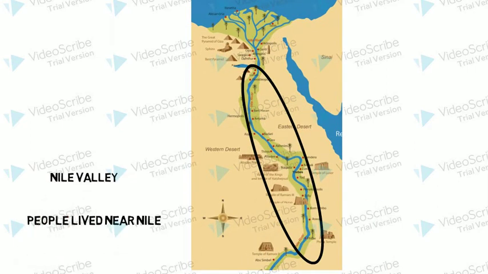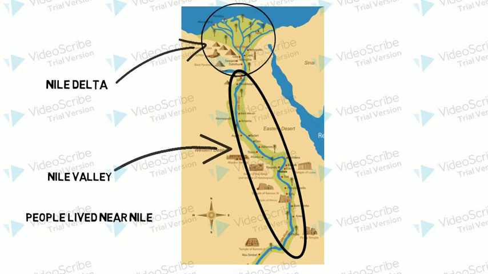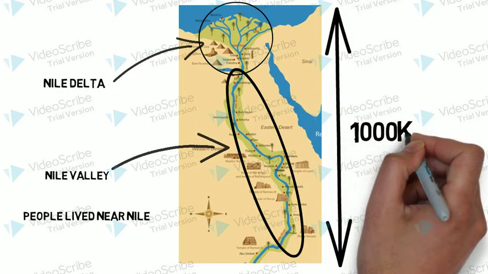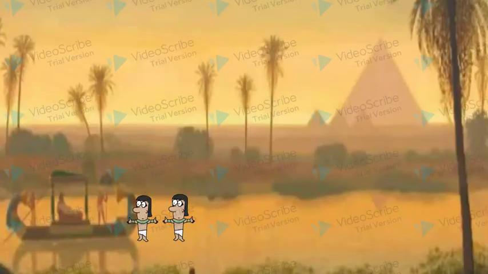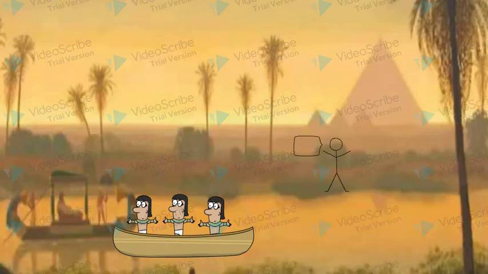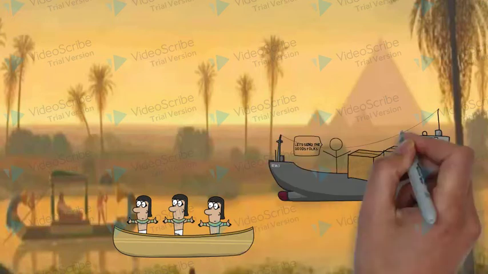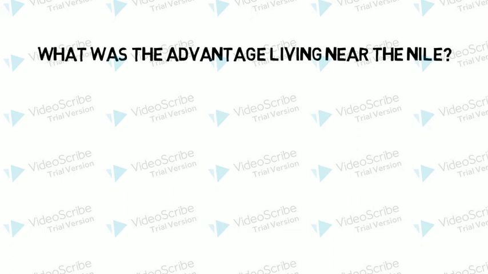The Nile is divided into two parts, the Nile Valley and the Nile Delta. The Nile River coursed through Egypt, about 1,000 kilometers. So, the Nile River had an important role of transporting resources through narrow, long ancient Egypt. Transported food, materials for architecture, and wine that everyone loved.